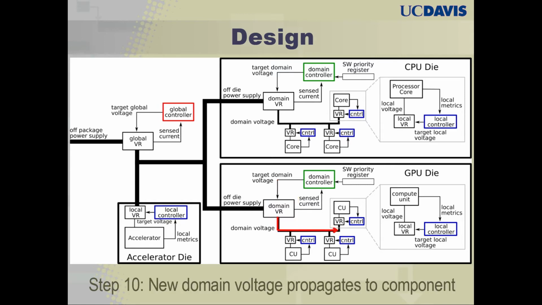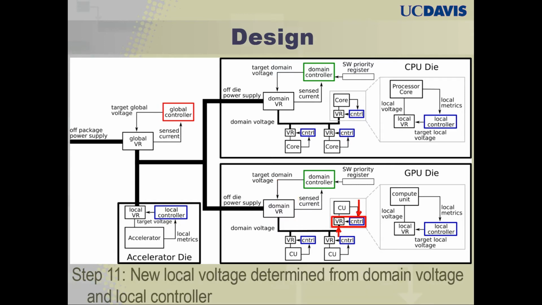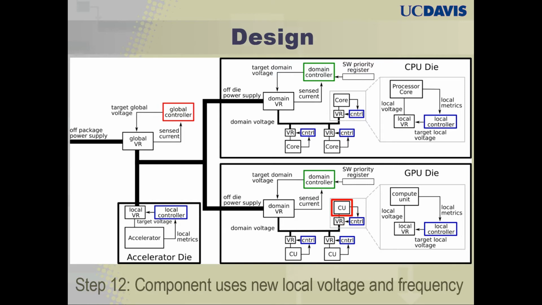From there, that propagates down to each component, and then the local controller will set the local voltage based on the metrics itself. So taking metrics from the compute unit, maybe how fast or how efficiently it's operating. And then at the final stage, you have a new local voltage-frequency pair assigned to it that is maintaining the power limit.